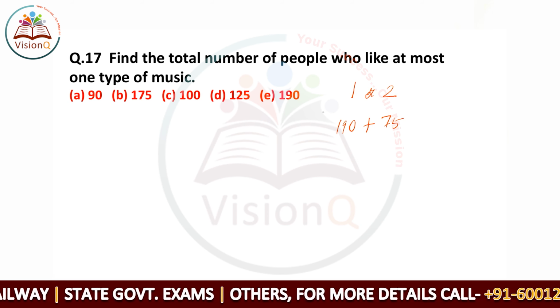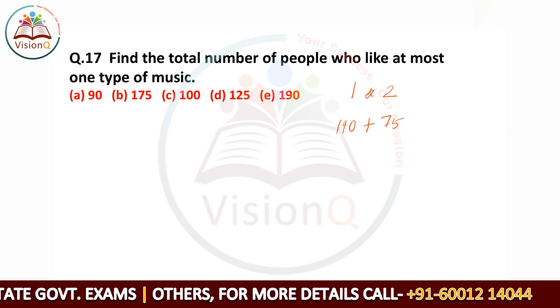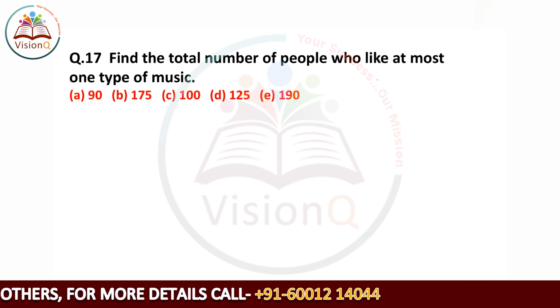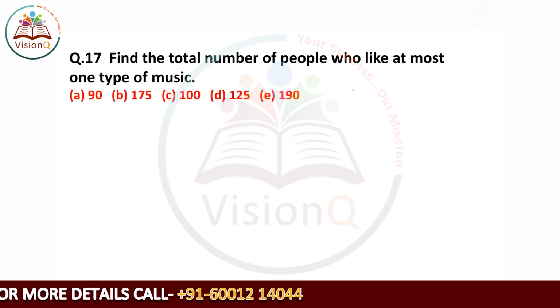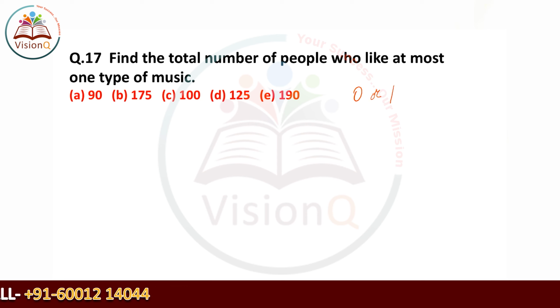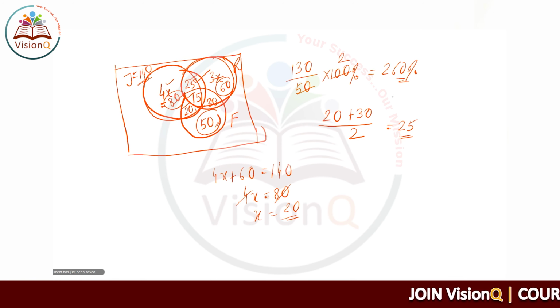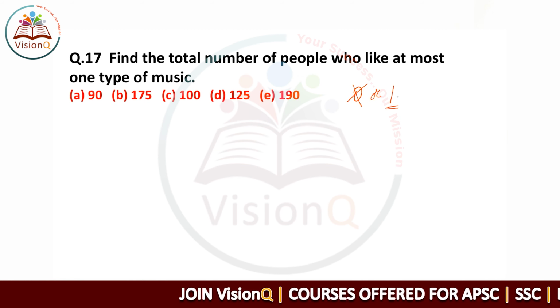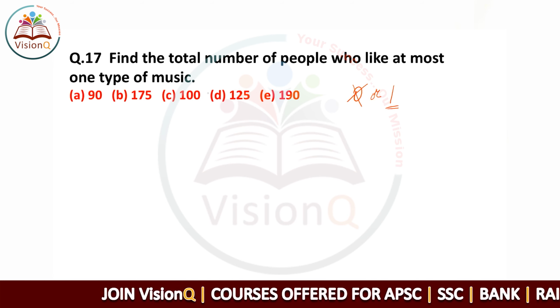Okay, now see, total number of people who like at most one music. That means these people may not like any music. That means these people may like zero music, or the people may like one music, but not more than one music. Now there are no people who do not like any music. Okay, so this zero is to be cancelled out. Now how many people like one music? Just add the values. So 80 plus 60 plus 50 is 190. The right answer is option number E, 190.